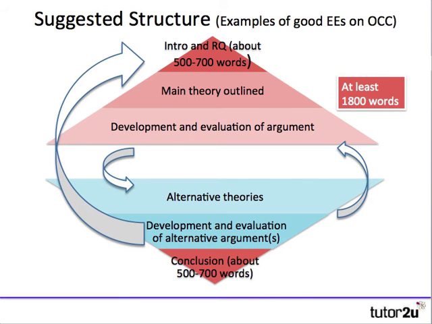So for the alternative theories, maybe they should spend 700, 800 words on the alternative theories and development and evaluation of alternative arguments, and then another 500 to 700 on their conclusion. And that should all add up safely to 4,000 words. Do encourage the students to use the whole 4,000 words, not 3,200 or even 3,500.